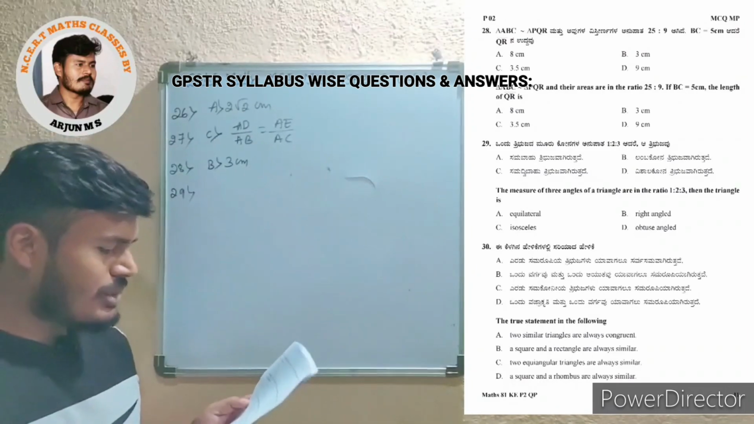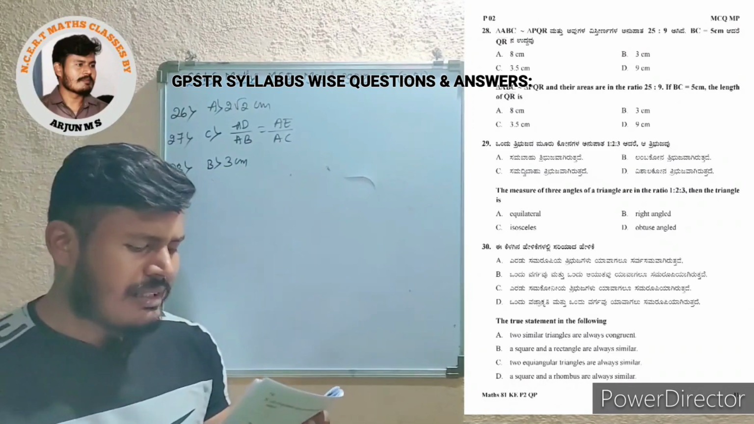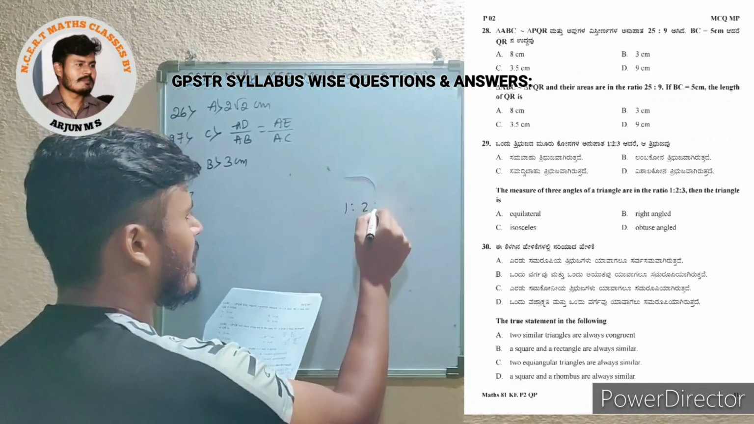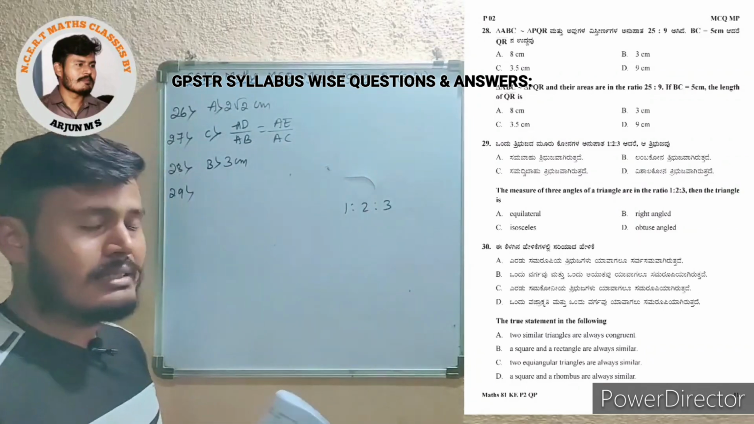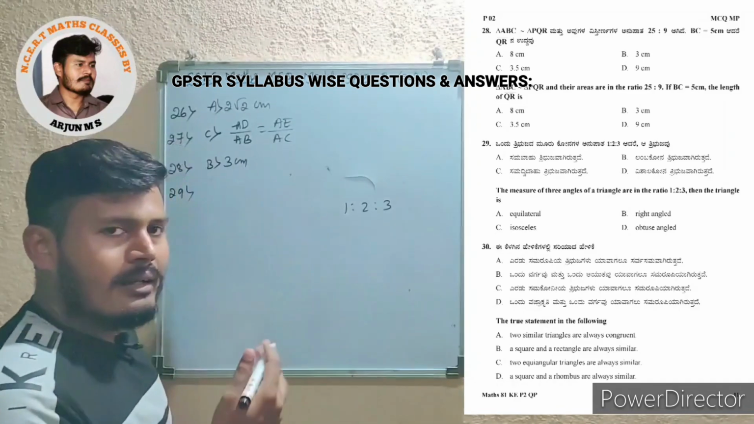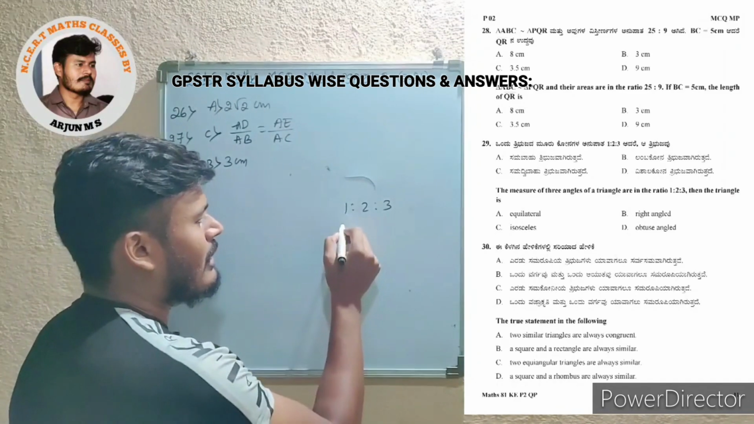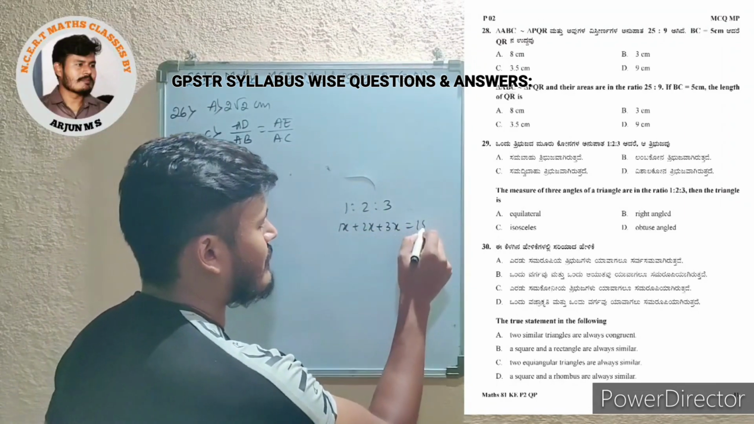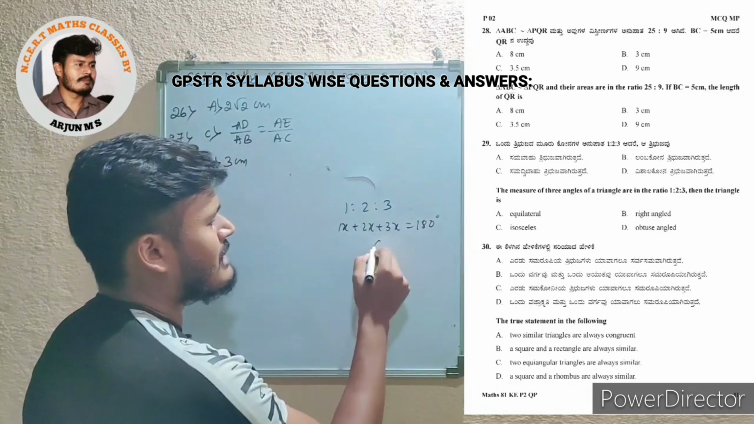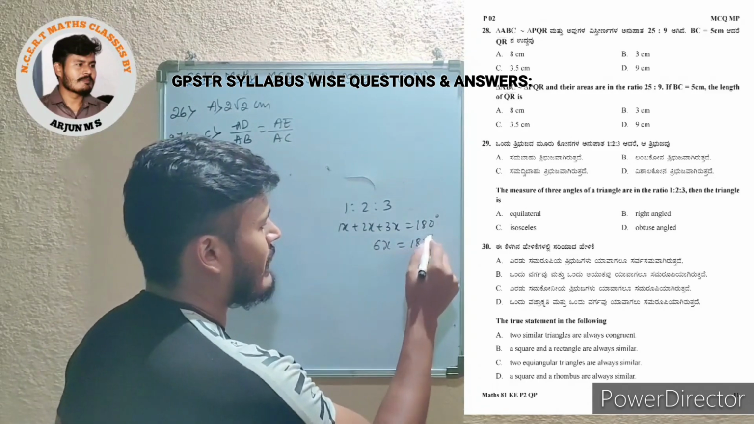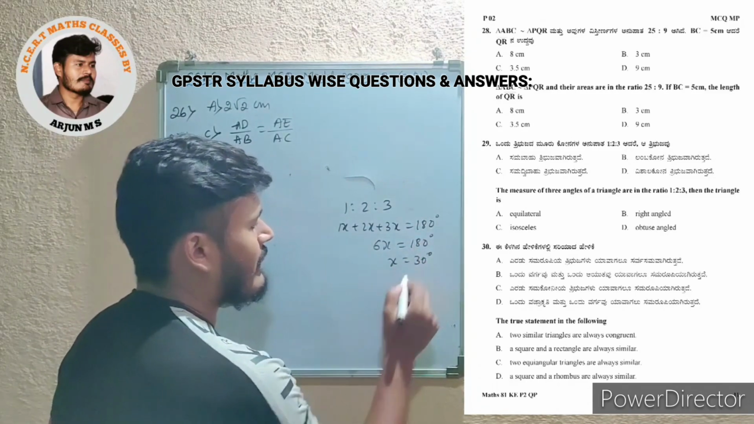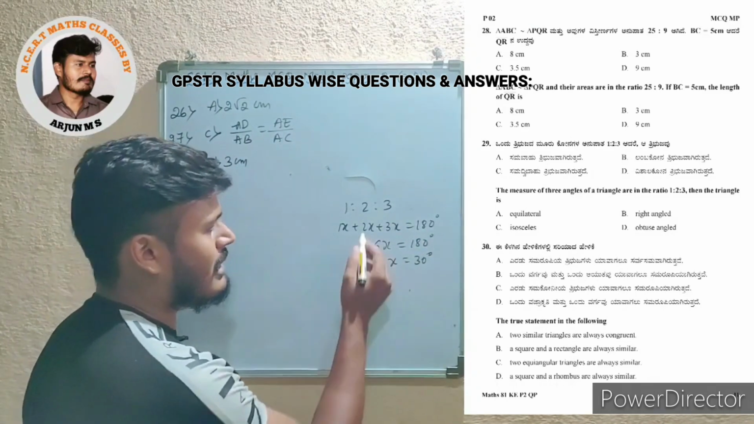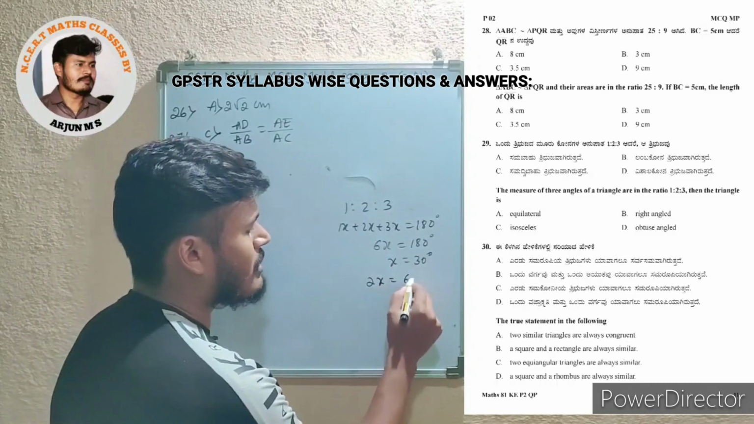Just observe here, 29th question. That is also a very easy question. The measures of three angles of a triangle are in the ratio 1:2:3. Then the triangle is. According to the angle sum property of a triangle, 1x plus 2x plus 3x, whose sum is always equal to 180 degree. Here the sum is 6x is equal to 180 degree. Then the value of x is 30. Then we have to find out the remaining angles here. 1x is 30. Then what about 2x? 2x is equal to 60 degree.